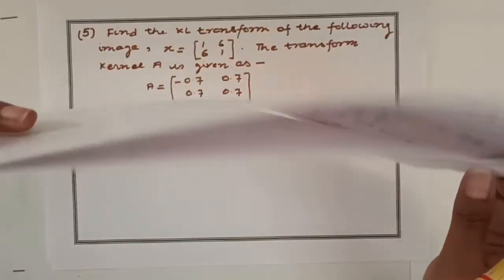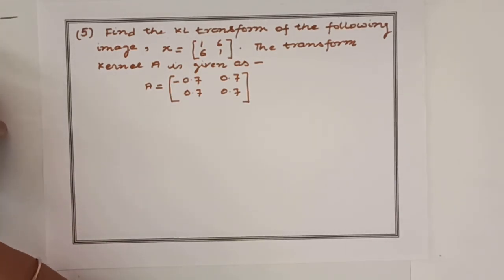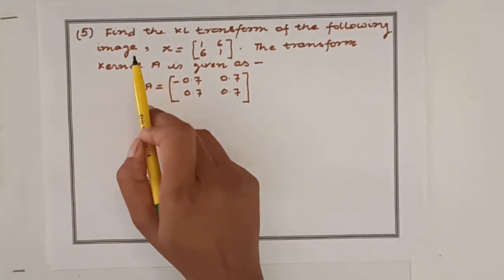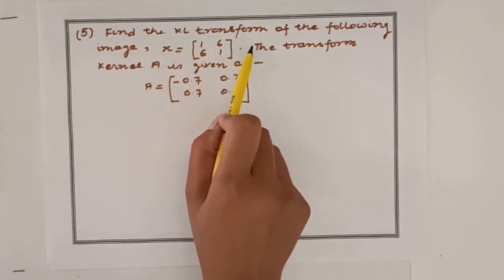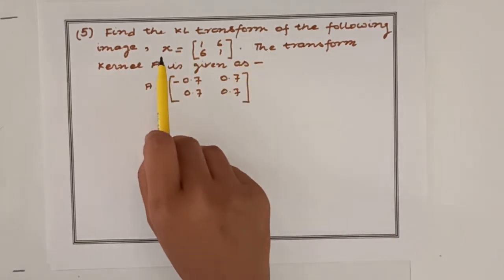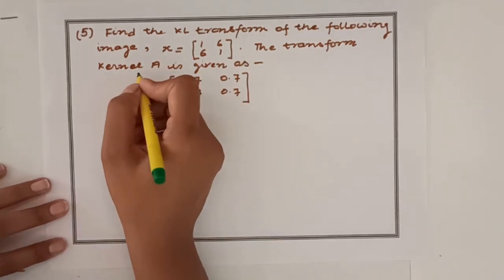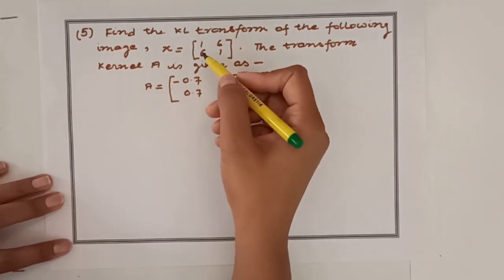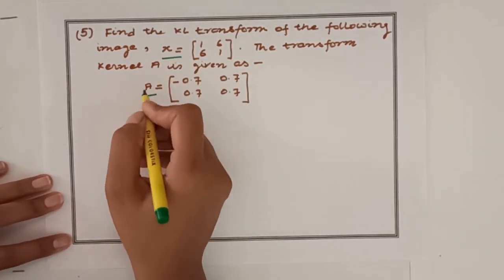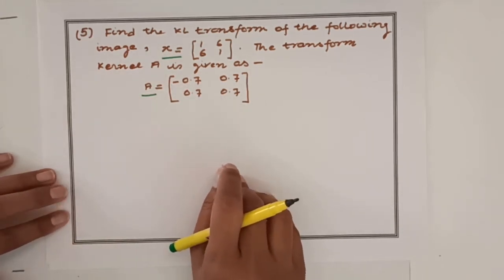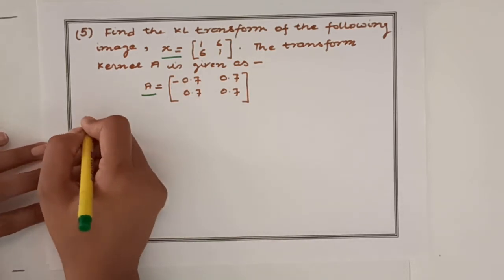Now let us do one more question. Here you have to find out the KL transform of the following image X, and the transform kernel A is given. Means given image and kernel is of 2 cross 2 size. X and A, both terms are given. How to calculate the KL transform?